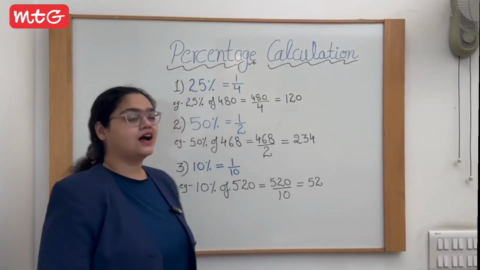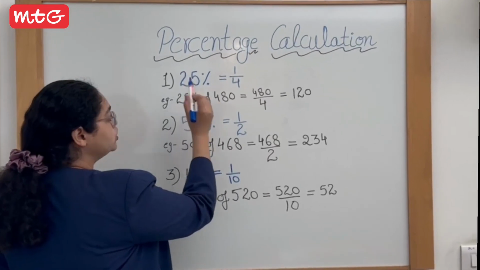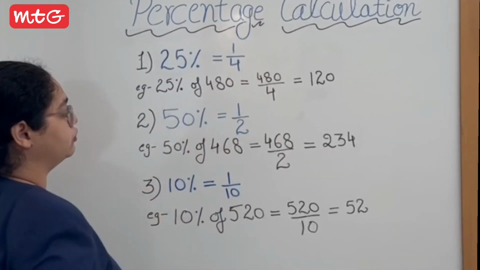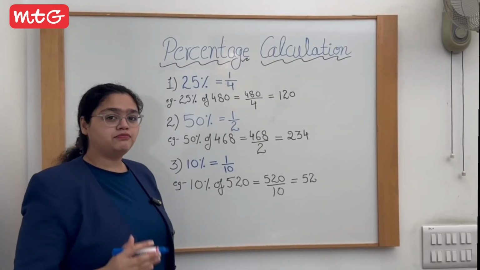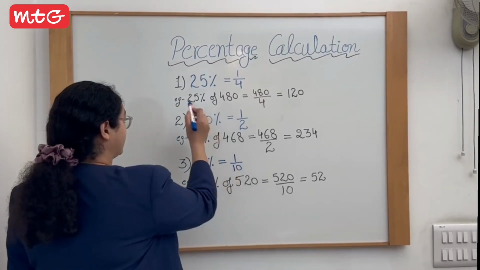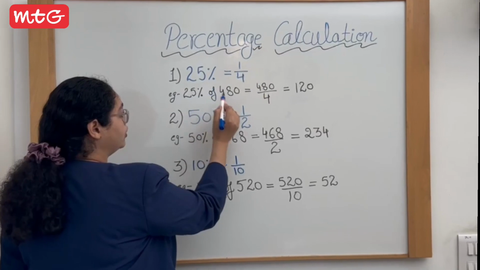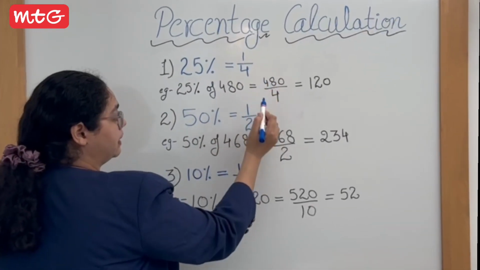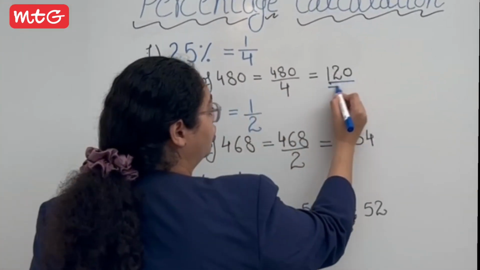Number 1 is 25%, which means 1 by 4th or 1 by 4. So to calculate 25% of any number, we have to divide it by 4. For example, 25% of 480 will be 480 divided by 4, which will be 120.